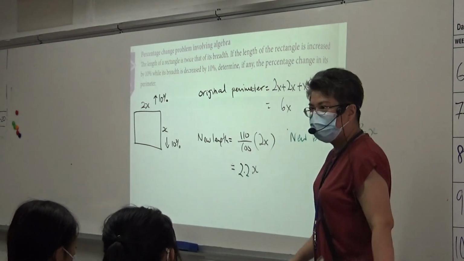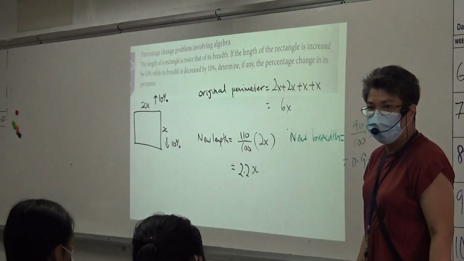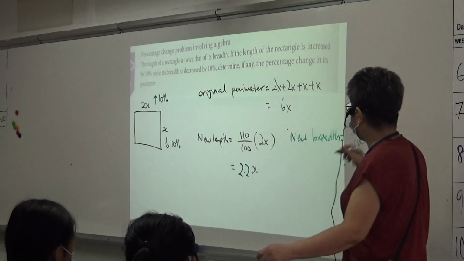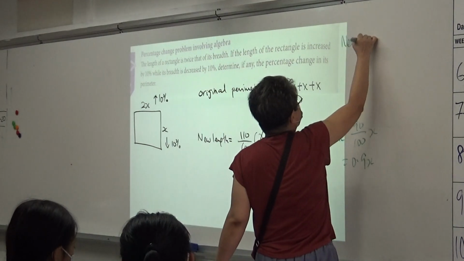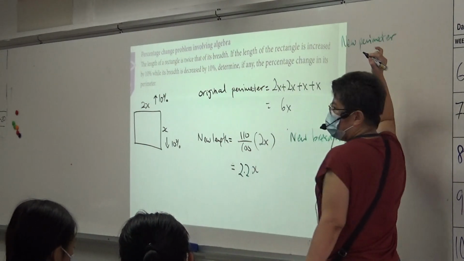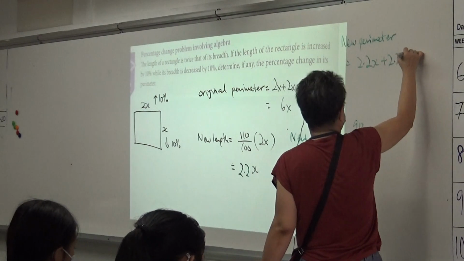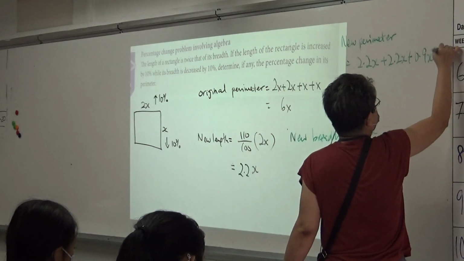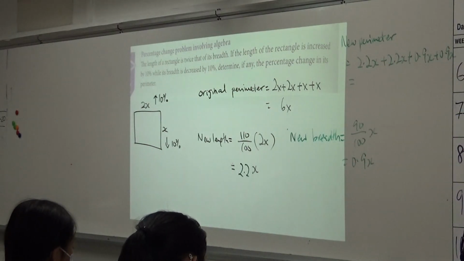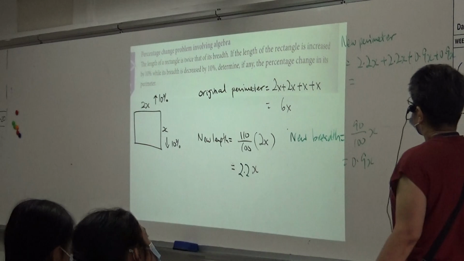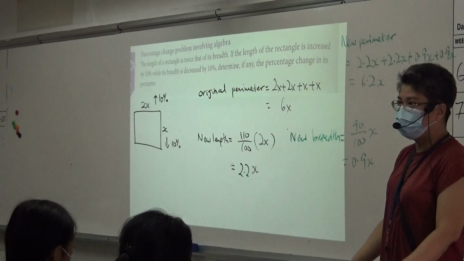Times x, right? Which is 0.9x, right? Everybody okay? Now, if I have the new length and new breadth, I can get the new perimeter, right? I will get 2.2x plus 2.2x plus 0.9x plus 0.9x, right? So 6.2x, right? Okay, I want to ask you a question.